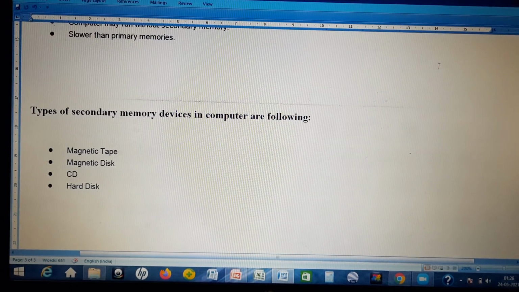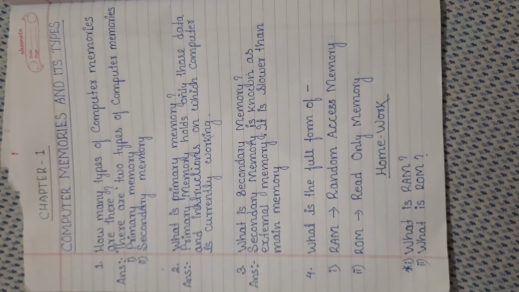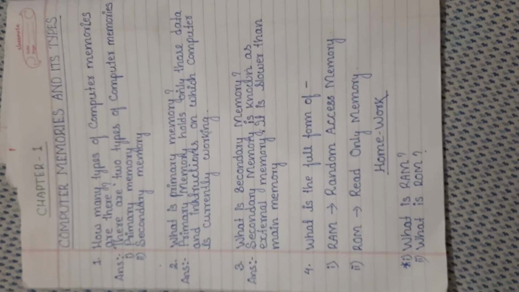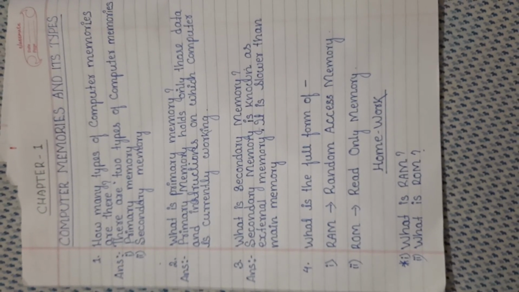So computer memories have two types, that is primary and secondary. You can learn what is primary and what is secondary, how many types of secondary and primary there are, and also the full forms of RAM and ROM. So here I am giving you the question and answers. Chapter 1 is computer memories and its types.